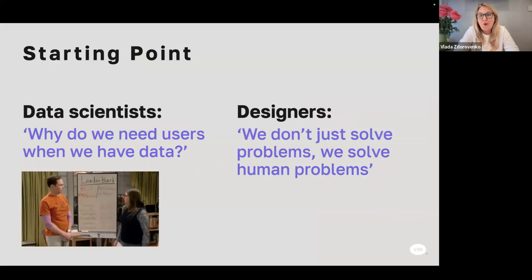It's actual quotes from my experience when I had workshops with my colleagues. So they think, why do we need users when we have data? And I was telling, like, we don't just solve problems, we solve human problems. And that's how we as designers are bridging the gap between technology and reality. Because in general, data scientists think in models, in constructions, in what they can achieve, but sometimes they don't understand what the user needs. They're more technology driven.